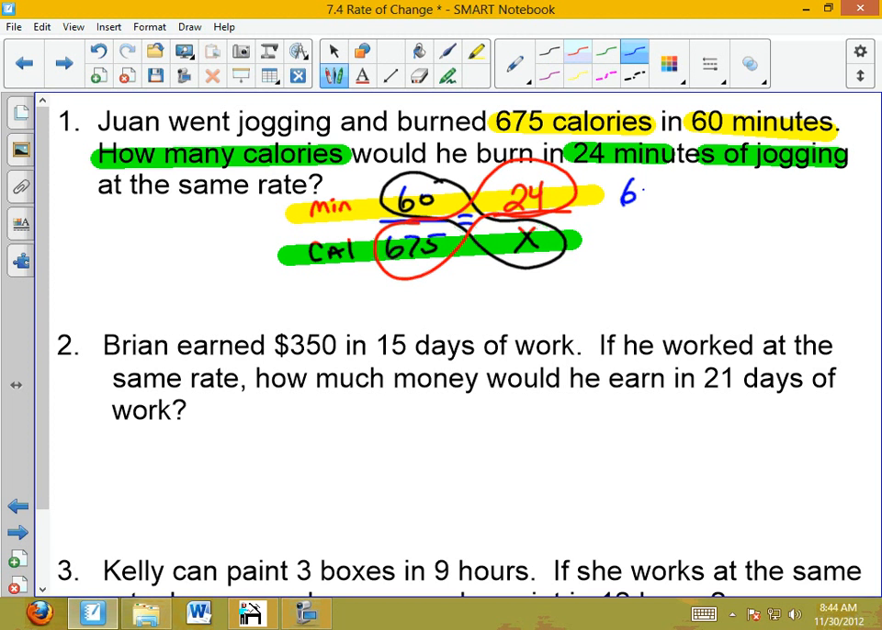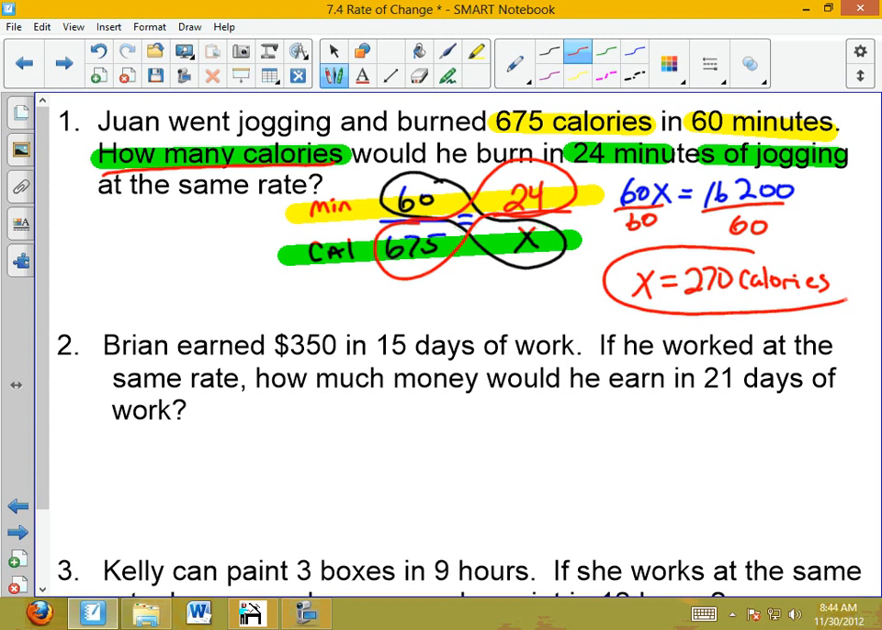60 times x is 60x. 675 times 24 is 16,200. I divide both sides by 60. I find out that x equals 270. 270 what? What was I trying to find? Calories. So I have to put this as calories. If you don't identify what it is on the test, it's wrong.